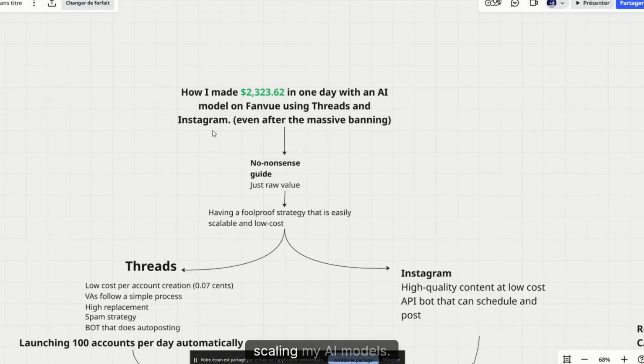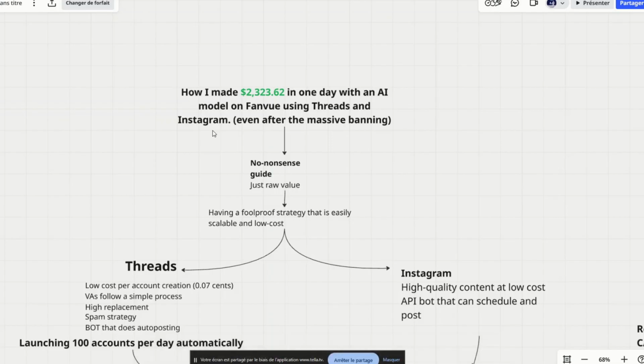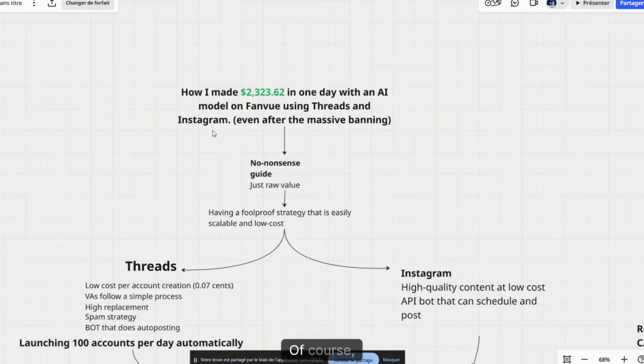I've been busy scaling my AI models. Today I'm gonna show you how I made 2,300 bucks in one day with one of my AI models on FanView using Threads and Instagram. So you're gonna ask me how I can hit big numbers like that consistently, of course.